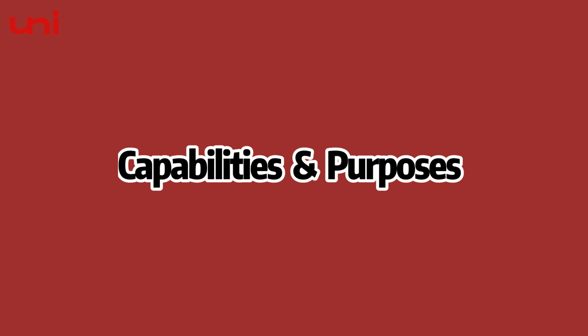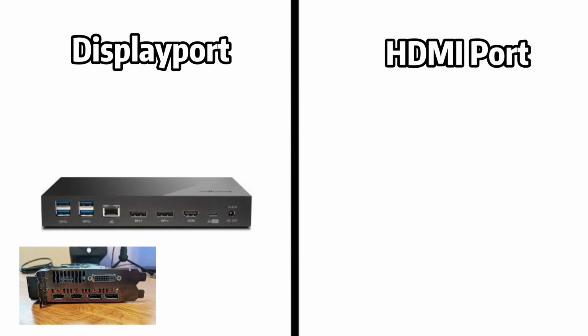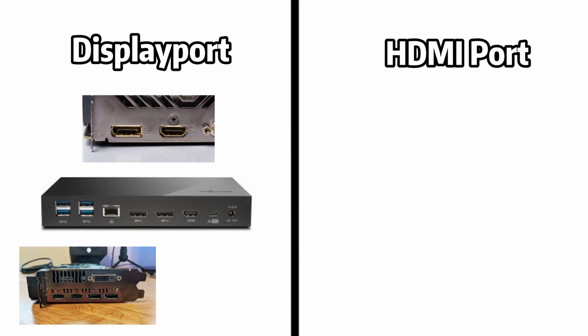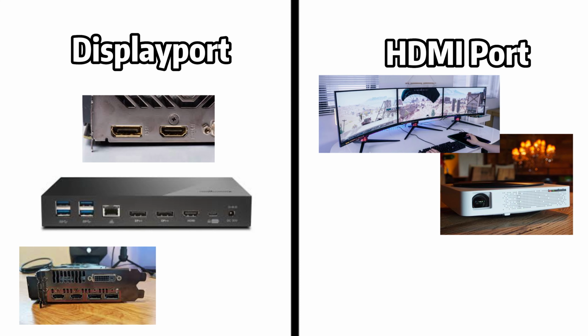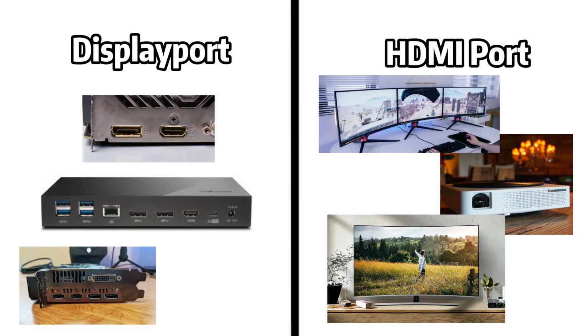That's symmetrical. About the capabilities and purposes. DisplayPort is designed for use in computer and professional applications, while HDMI is widely used for consumer electronics and is suitable for a range of devices including TVs, Blu-ray players, and gaming consoles. DisplayPort cables are typically capable of supporting higher resolutions and refresh rates, while HDMI cables provide additional audio and video features such as multi-channel audio and 3D video.